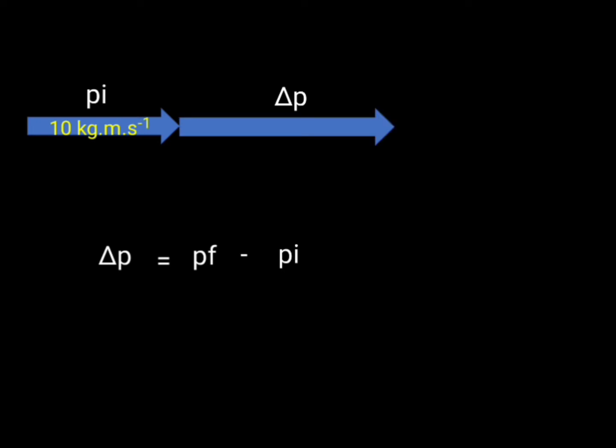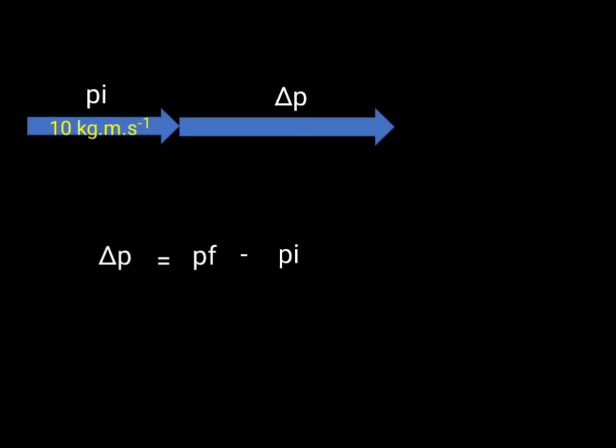Now, we can represent momentum and impulse using vector diagrams. The first thing we need to know is to use this formula that says delta P is equal to PF minus PI, which simply means final momentum minus initial momentum. Suppose an object has momentum of 10 kilograms meters per second in the eastern direction, and then a change in momentum occurs, delta P.